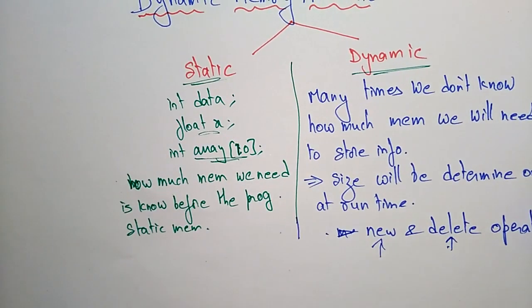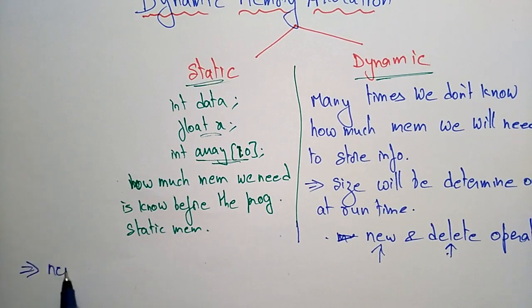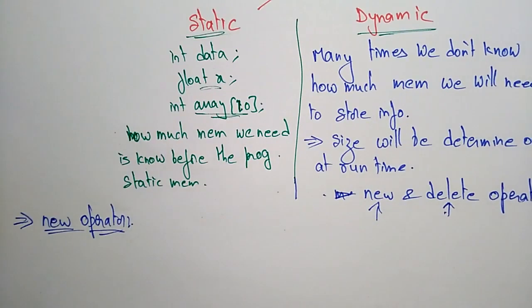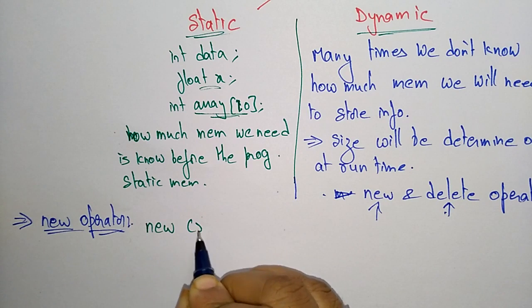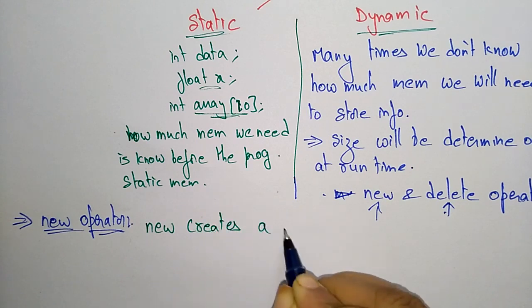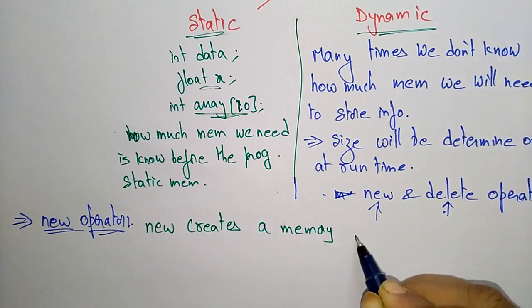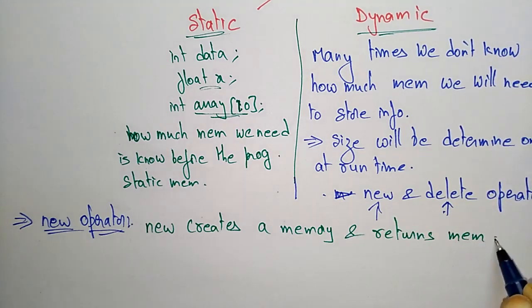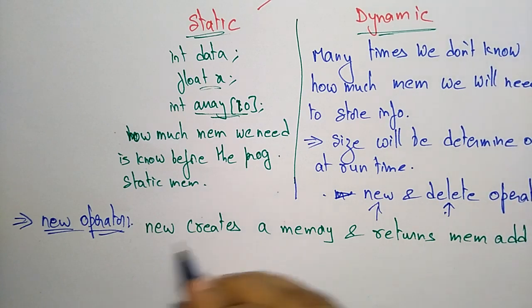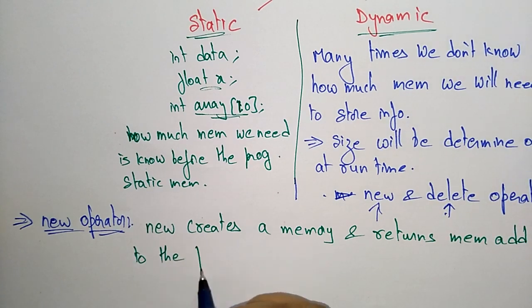Let us see the new operator. In this video I'll explain about the new operator. In the next video we will see the delete operator. So what will this new operator do? New creates a memory and returns the memory address to the pointer.